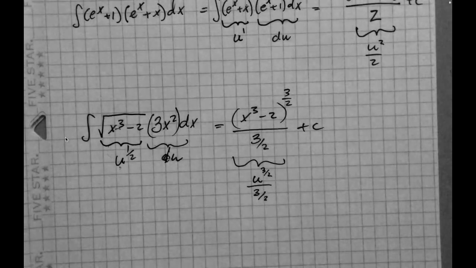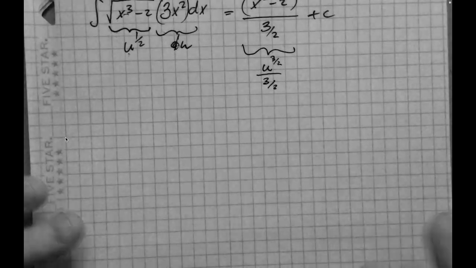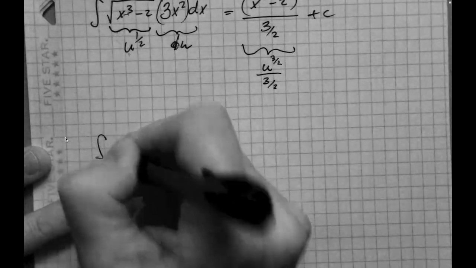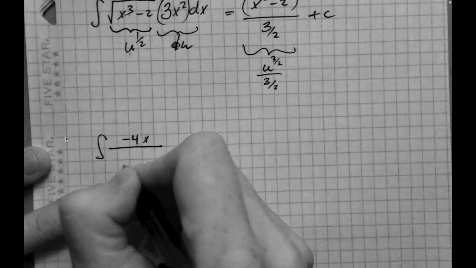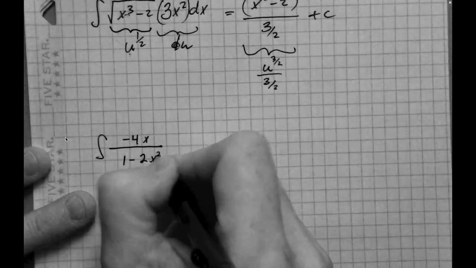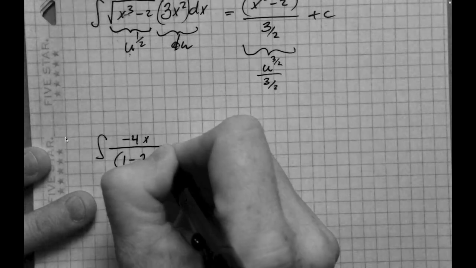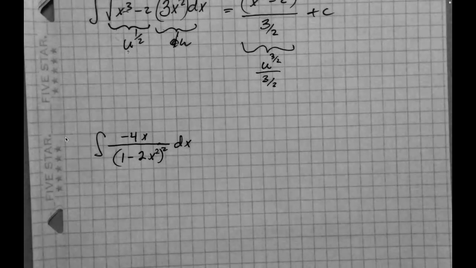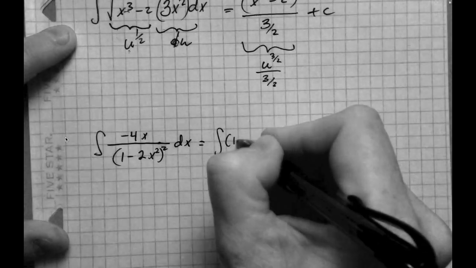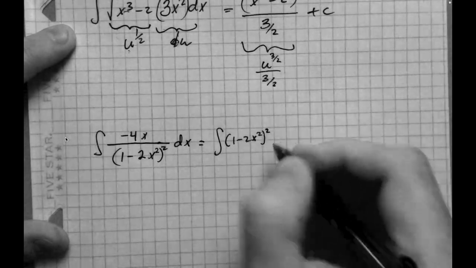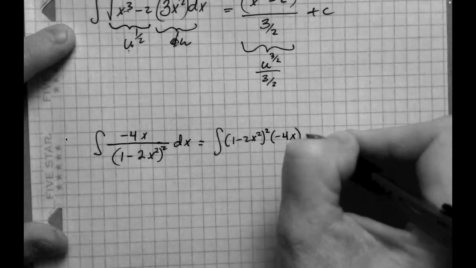All right, so that's another example of seeing this pattern. Let's do one more where we're just focused on the pattern here. What if I have something like this, negative 4x divided by (1 minus 2x squared) all squared? Something like that. Well, let's rewrite it first, and let's write it like this: (1 minus 2x squared) to the negative 2 times negative 4x dx.